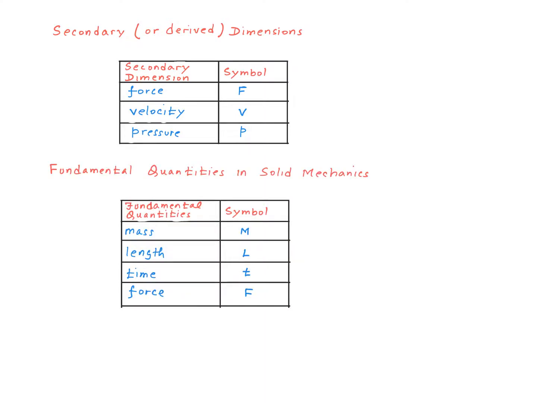Since the quantity force forms the basis of pretty much everything we do in courses like statics, dynamics, and strength of materials, we include that along with mass, length, and time and call this set, there are 4 of them here, fundamental quantities. But of course you should remember the first 3 are the primary or independent dimensions, and force is a secondary dimension or derived quantity.